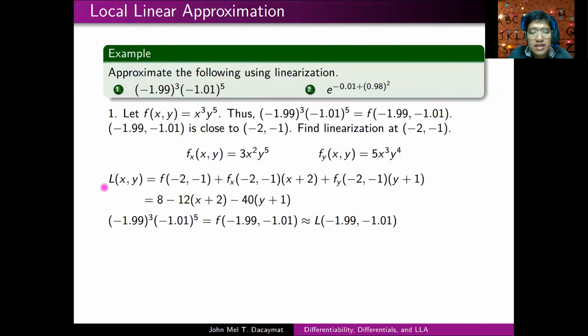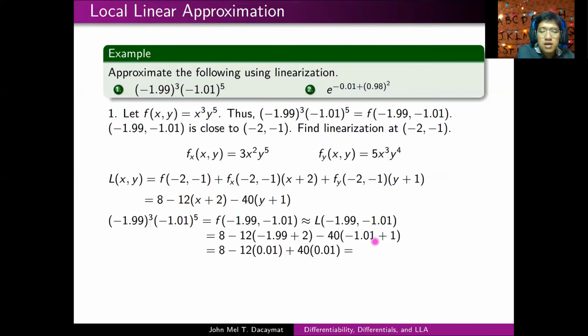Game. Computing natin ito. Plug in ko si negative 1.99 sa x, si negative 1.01 sa y. If I do that, I get something like this. So I get 8. Ito magiging negative 1.99 plus 1. I get 0.01 times negative 12. Tapos ito, negative 1.01 plus 1, I get negative 0.01, tapos sinama ko yung negative na yun sa negative 40, naging plus po iyan. No? If I simplify further, I get these values equal to 8.28.